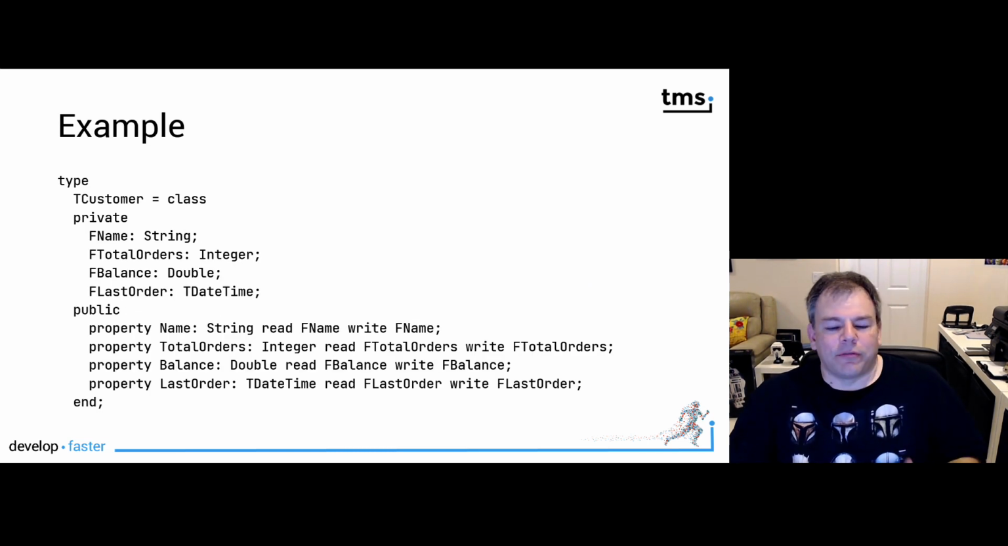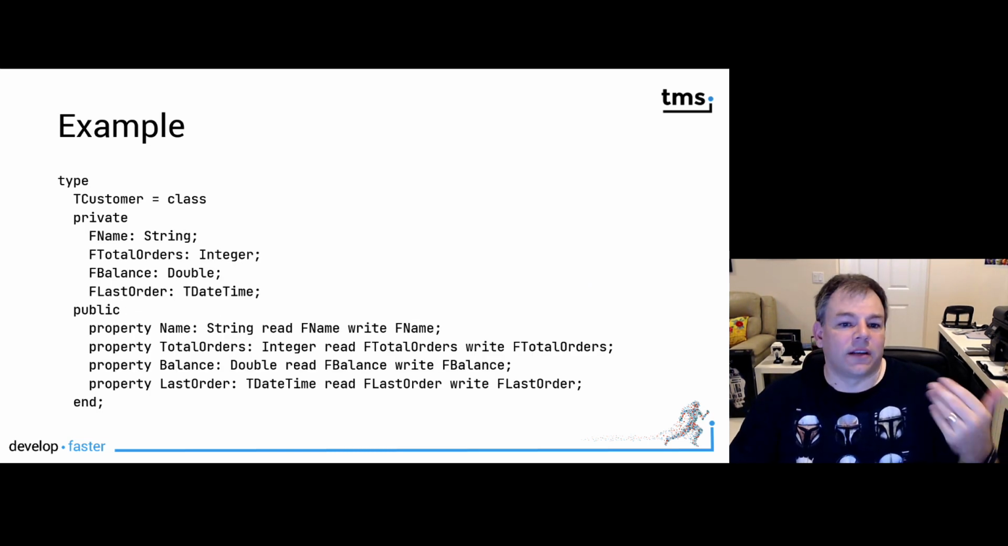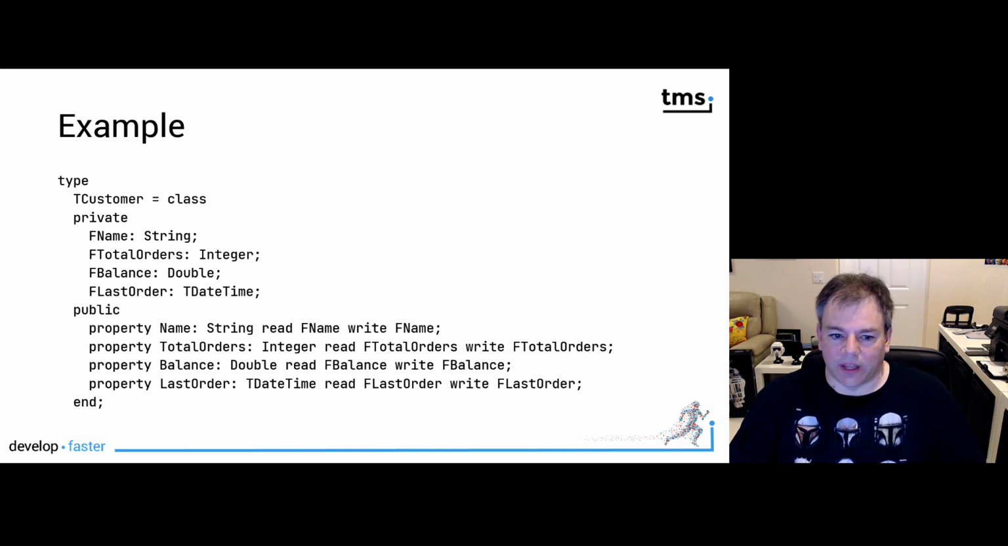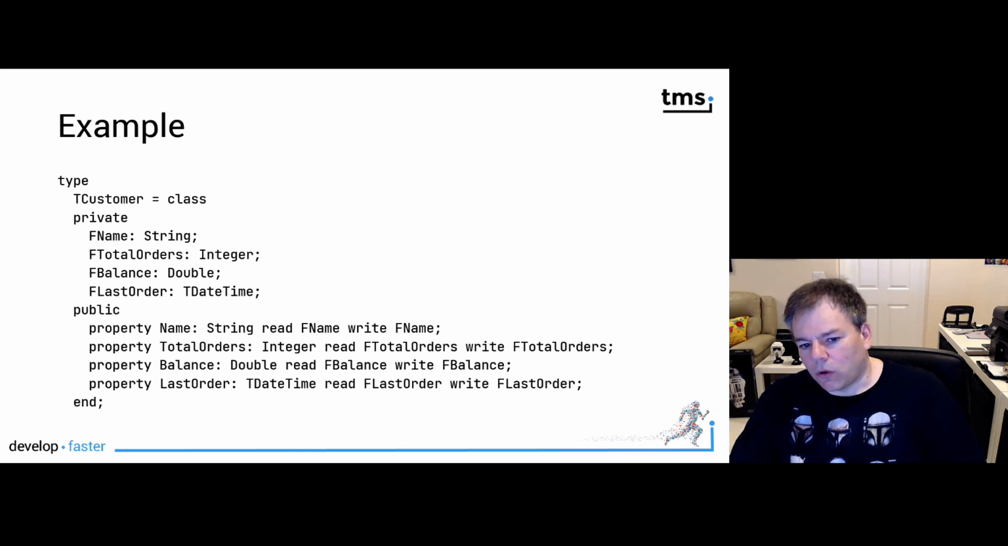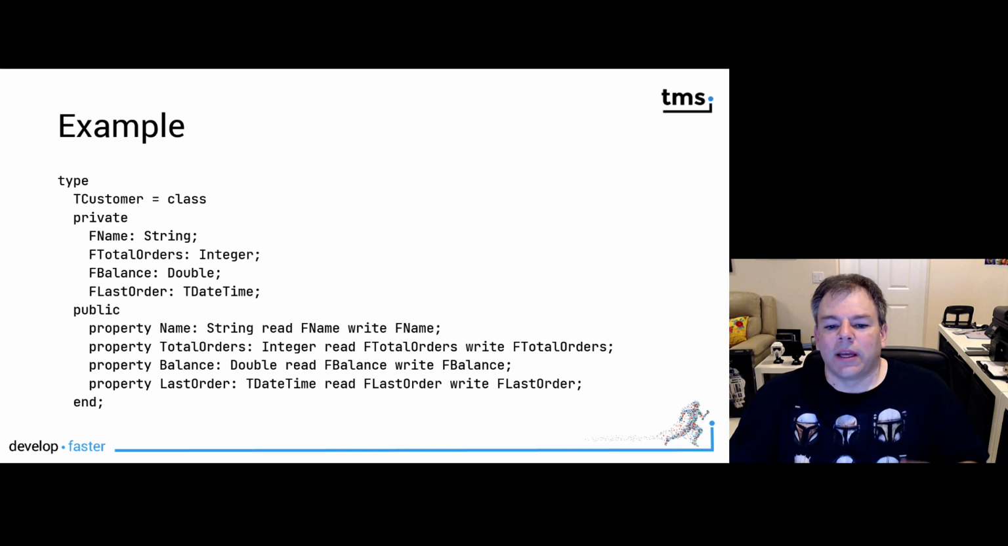The example I have put on screen here is a customer class, TCustomer, and the customer has a name property, which is a string, the number of total orders, an integer number, and a double for the balance of that customer. How much money does this customer owe me? And a date when the customer created the last order.